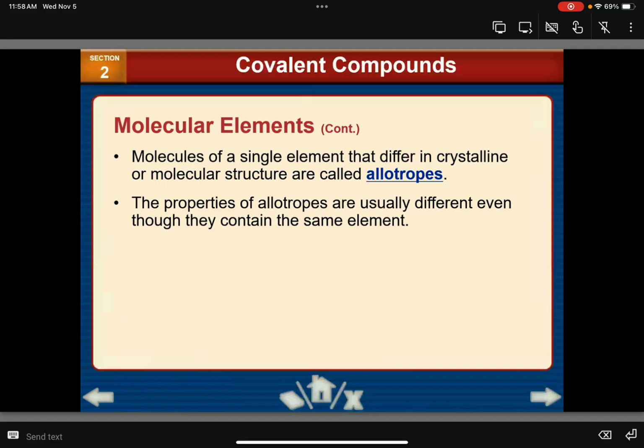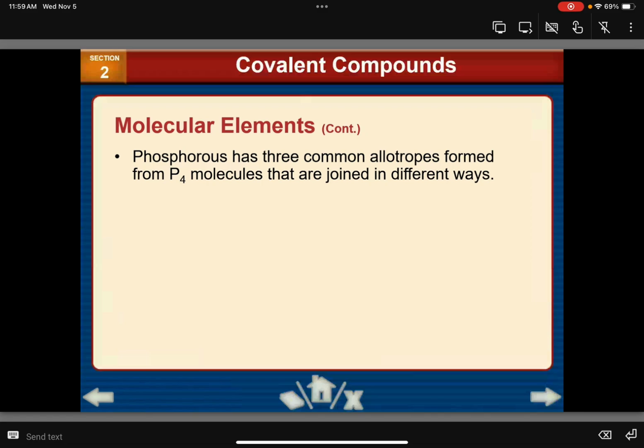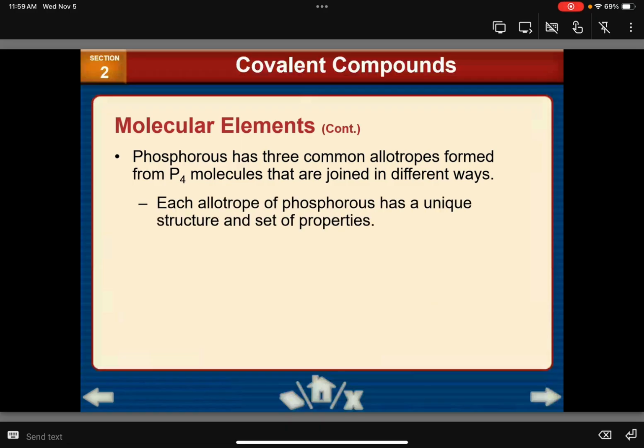Bottom of page 173, figure 20, it talks about white phosphorus and red phosphorus. They're both made up of phosphorus, but they are just structurally bonded together a little bit differently, so it gives them some different properties. Phosphorus has 3 common allotropes formed from P4 molecules that are joined in different ways. Each allotrope of phosphorus has a unique structure and set of properties. And you can see 2 of those allotropes of phosphorus there.